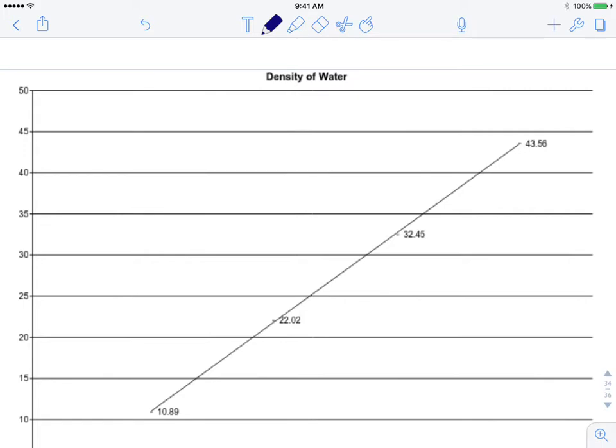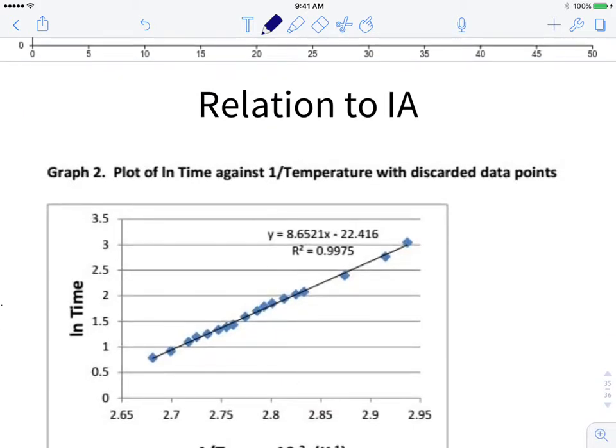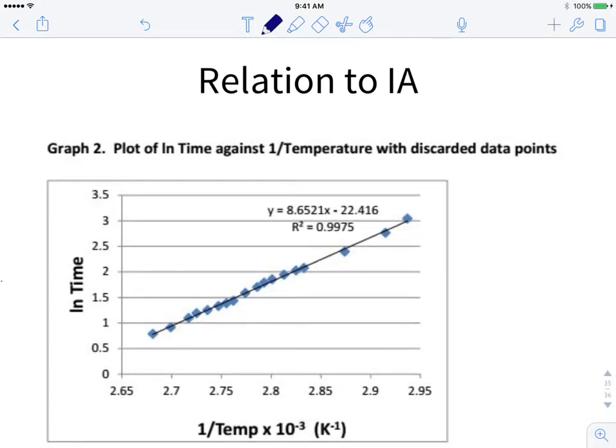How does this relate to your IA? Because this is really where you're going to be doing graphs. You're going to be doing it in the labs, you're going to be doing it for your IA. Well, let's look at an IA. This is a sample IA that was released by the IB powers that be, and they have this one graph from one of the IA papers, and it has a title to it. It has data points here. It has a best fit line.